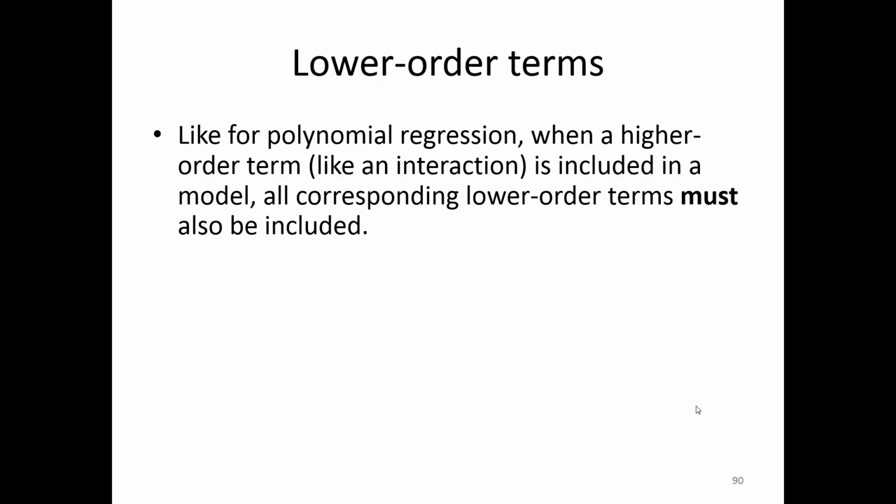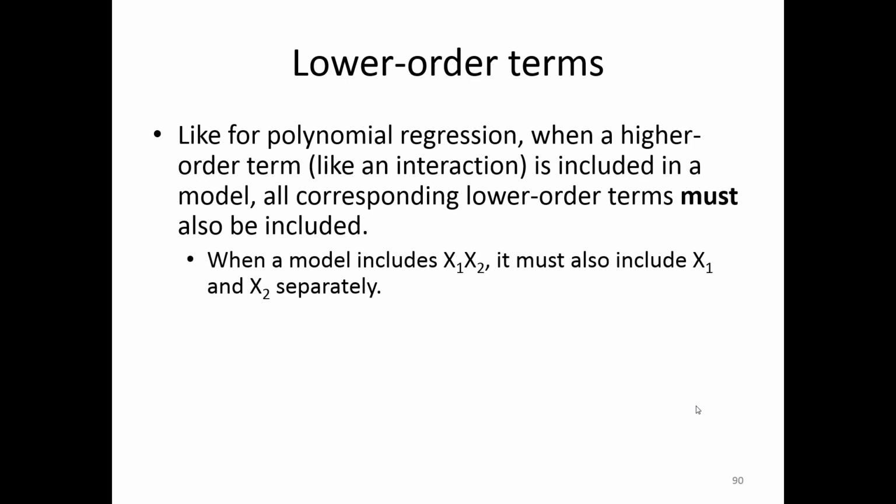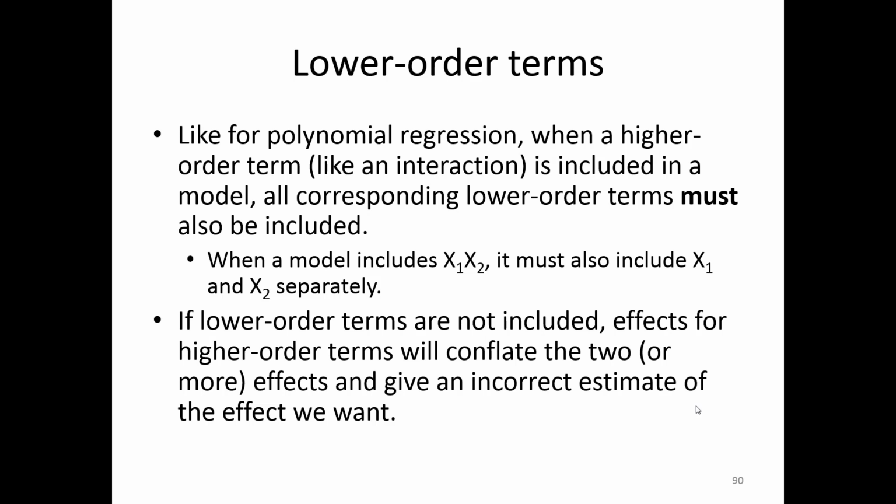Okay. So in terms of lower order terms, just like in polynomial regression, when we have a higher order term like an interaction, all corresponding lower order terms have to be included. So when we have an interaction term x1 times x2, we have to include x1 and x2 separately. If the lower order terms aren't included, then the effects for the higher order terms will conflate two or more effects and give an incorrect estimate of the effect we want.